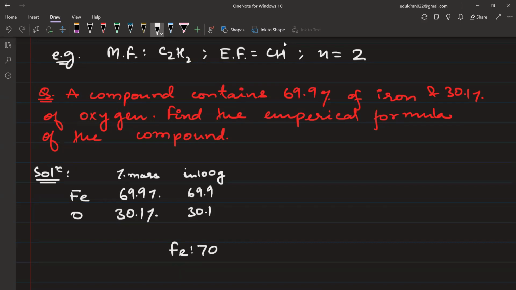Fe, there will be 70% is Fe. So 70% of atoms will be of Fe. And for oxygen, we'll have 30% of atoms. Does it seem like that? Yes or no? Tell me.